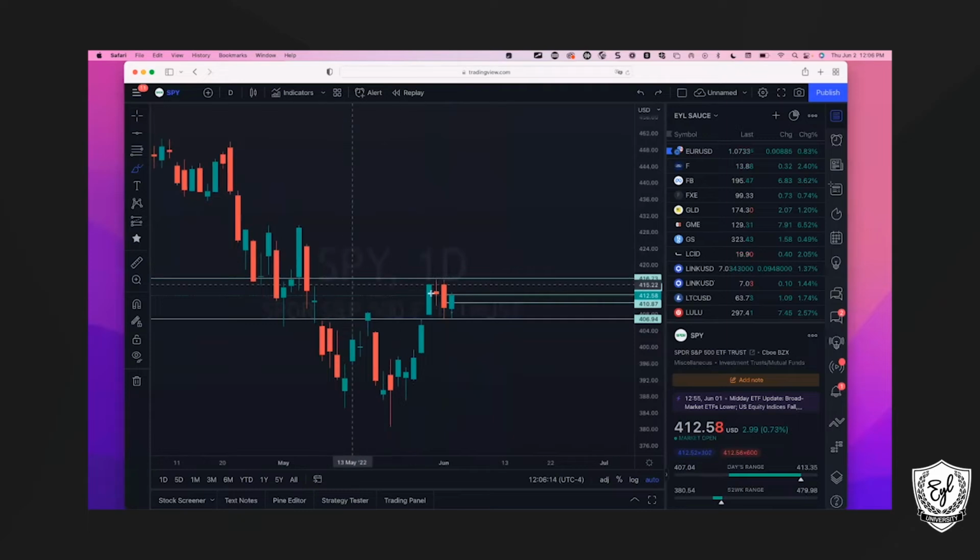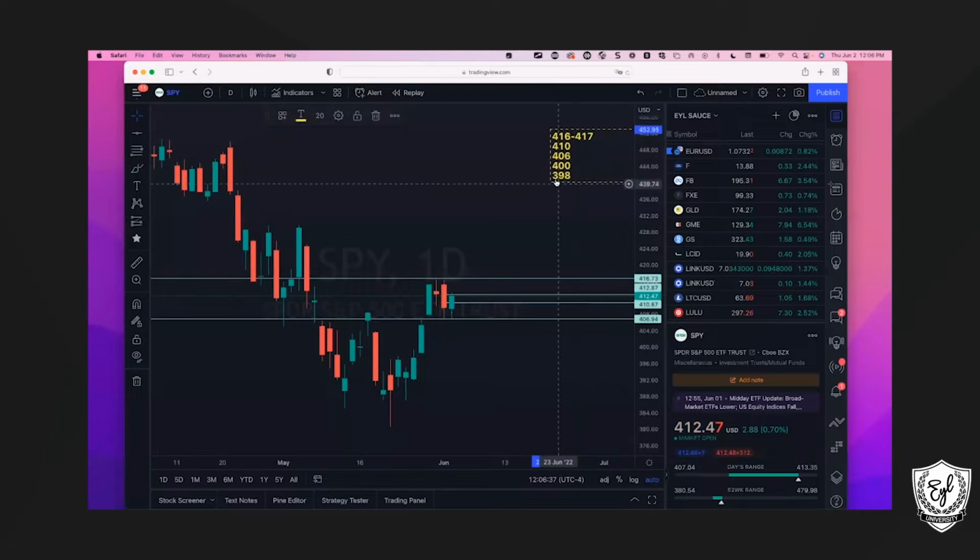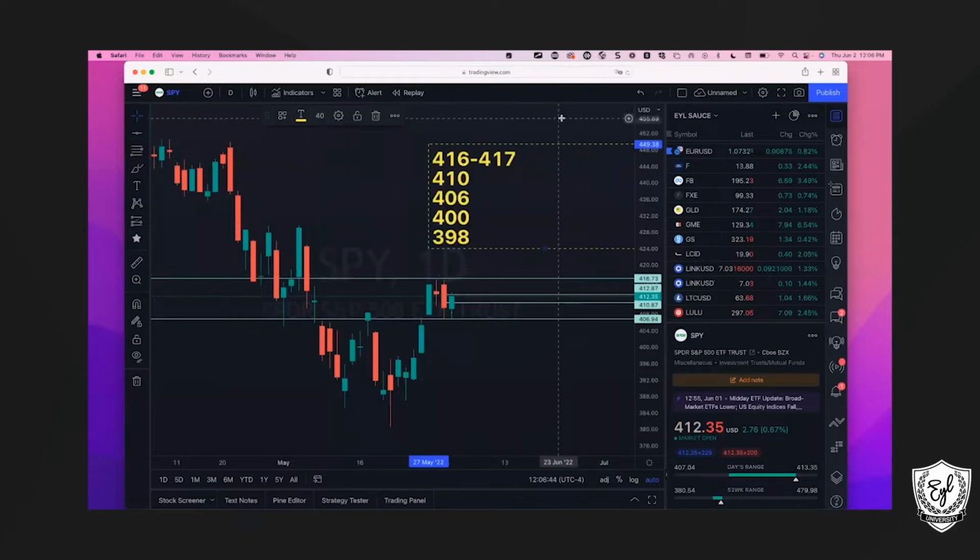I kept the range that we have here, and these are the numbers that I want you to keep in mind. Here we go. So first one is 416. 416 to 417 zone is really, really critical. All right. On top of that, 410 is another critical level. 406 is another critical level. 400 is another critical level. 398 is another critical level. I want every single person to plot these levels on your chart and put some alerts, because these will make you become more profitable and also consistent.